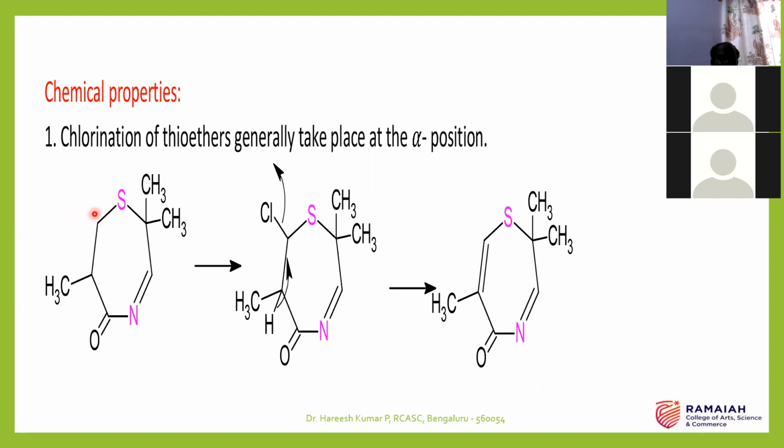What will happen? There will be a chlorination alpha to the sulfur. Sulfur is the functional group, and this one is the alpha position. Here there will be a chlorination. After chlorination, what will happen? Suppose the obtained chloro compound is treated with base, this is called dehydrohalogenation. Dehydrohalogenation means this bond pair can come over here and this will go out. When it is going, it will also take the proton in presence of base, and this process is called dehydrohalogenation. So with this I will go to the next slide.